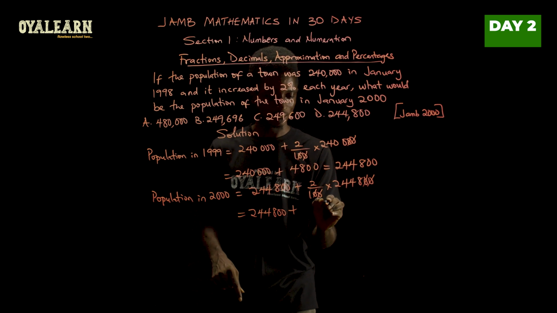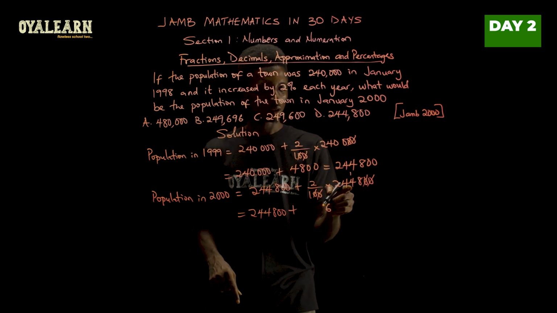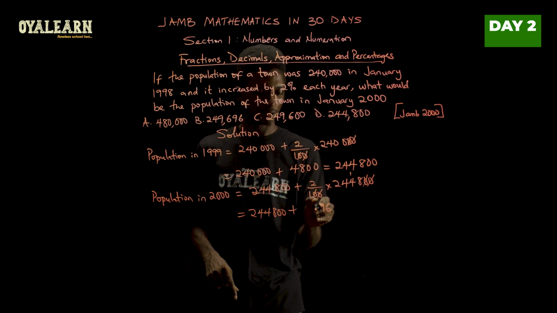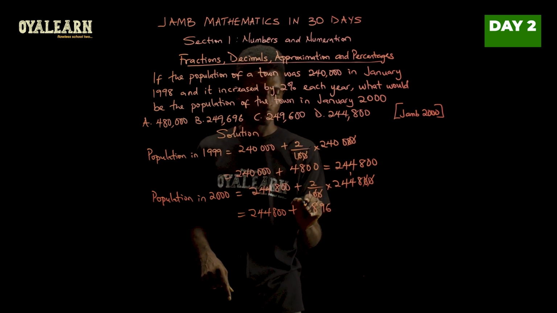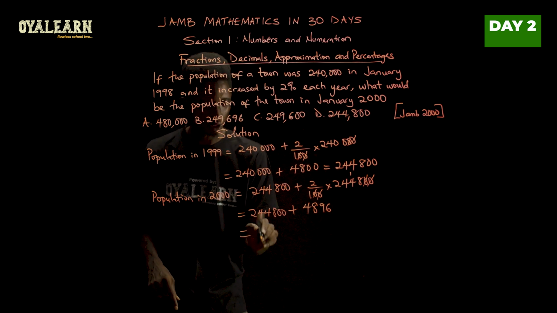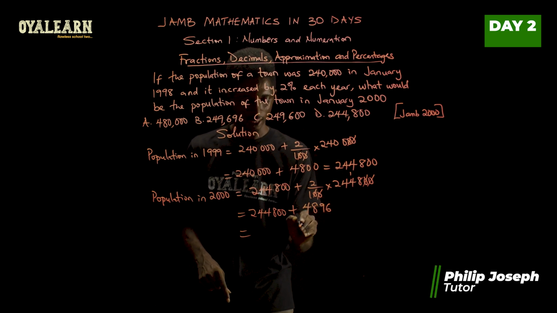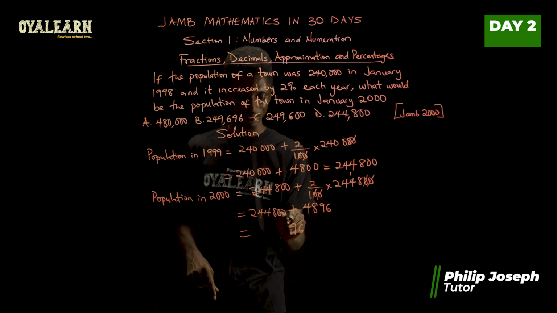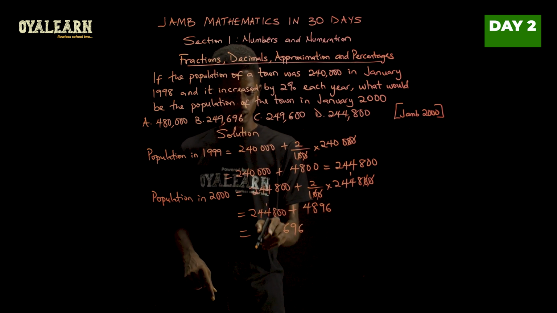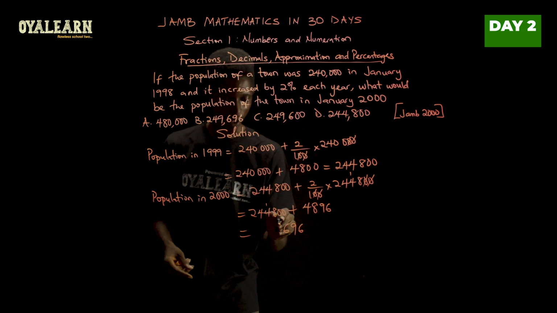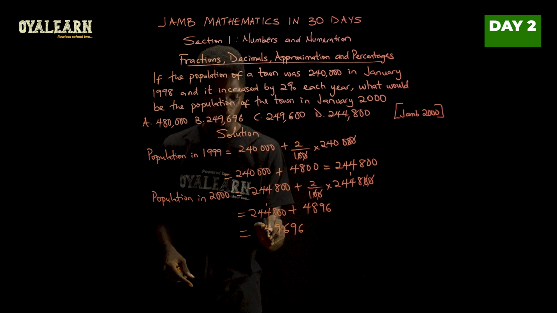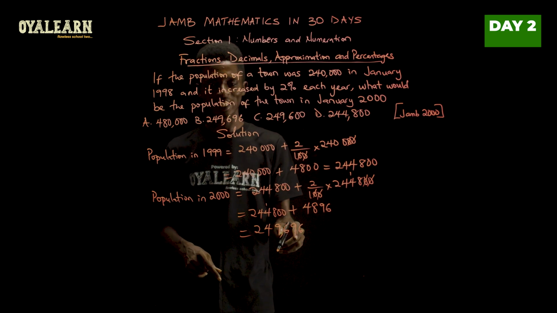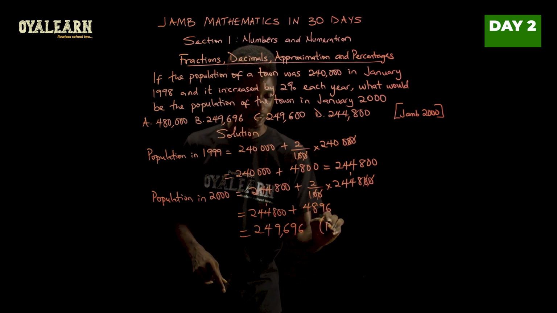2 times 8, that's 16. So 6, carry 1. 2 times 4, that's 8. 8 plus 1, we have 9. 2 times 4, 8. 2 times 2, 4. Now let's add all of these together. 0 plus 6, that's 6. 0 plus 9, 9. 8 plus 8, that's 16. So 6, carry 1. 1 plus 4, that's 5. Plus 4, and then we have 9. Then 4, and then 2. So 249,696, which means the correct option is B.